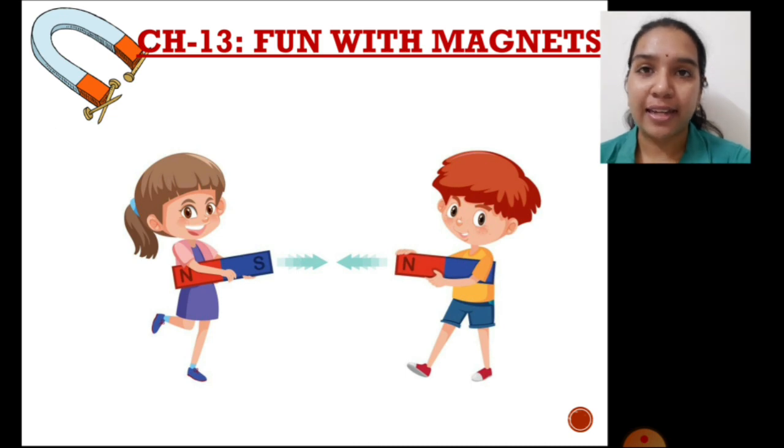So here the magnets usually have two poles, that is north pole and south pole. It can be of any shape, but the magnet has two poles, that is north pole and south pole. Opposite poles of two different magnets usually attract each other, and same poles of two or more magnets repel each other. So these are the key points to be remembered.